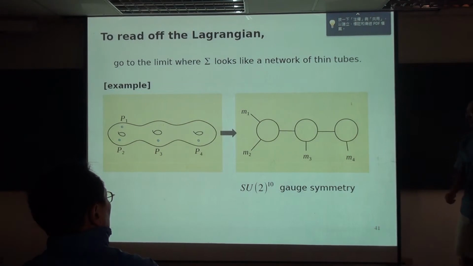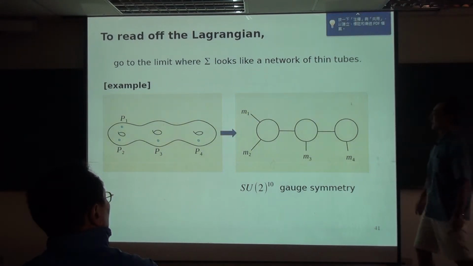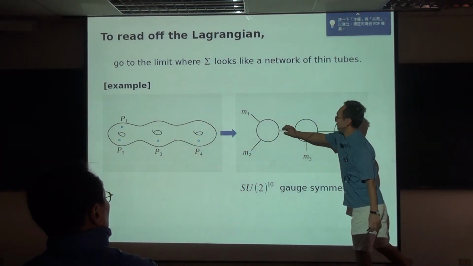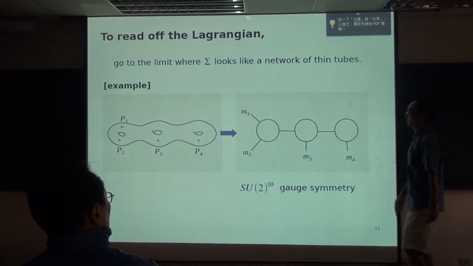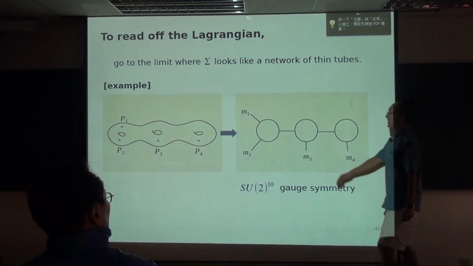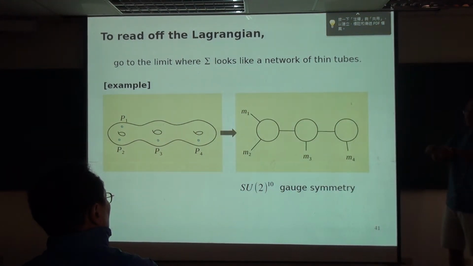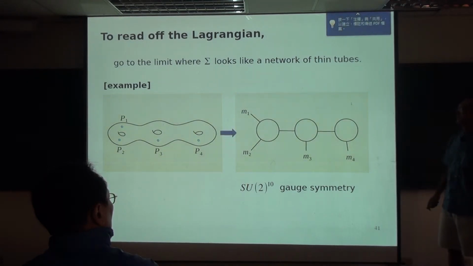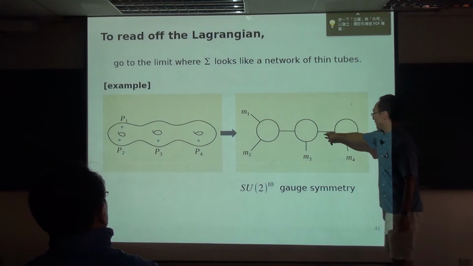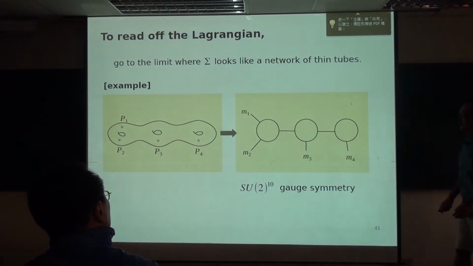The rough argument why each SU(2) factor corresponds to each internal line is that if you have an internal line, we have 2 M5 branes wrapping on this tube. Two M5 branes wrapping on the tube is something like 2 D4 branes suspended between NS5 branes. So each internal line contributes a gauge group. This is roughly speaking the way to read off the Lagrangian.